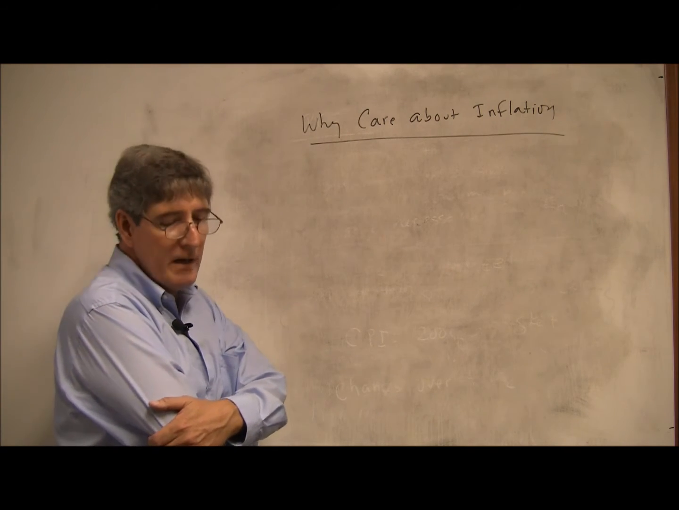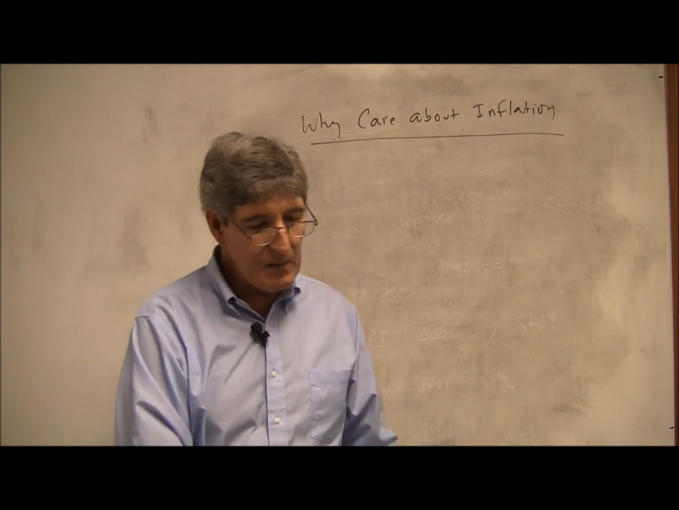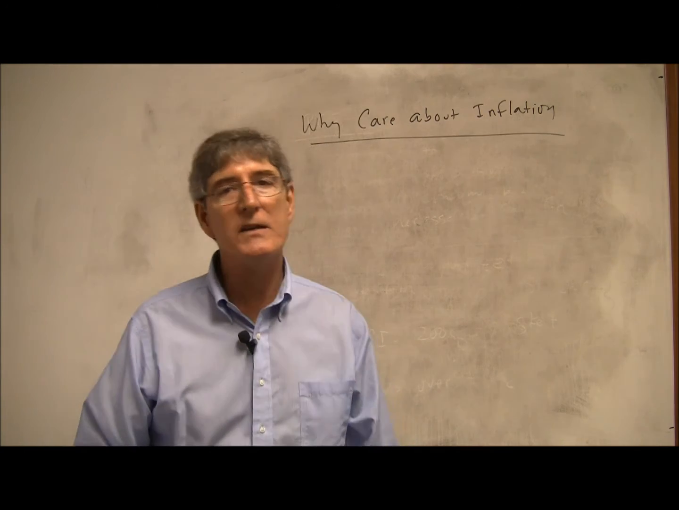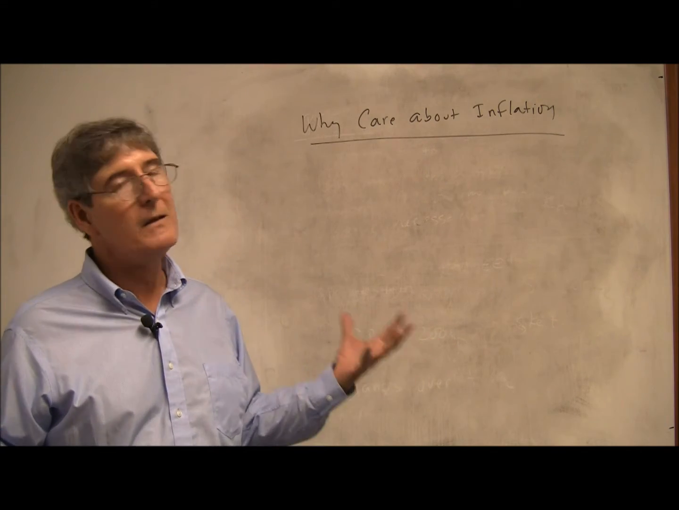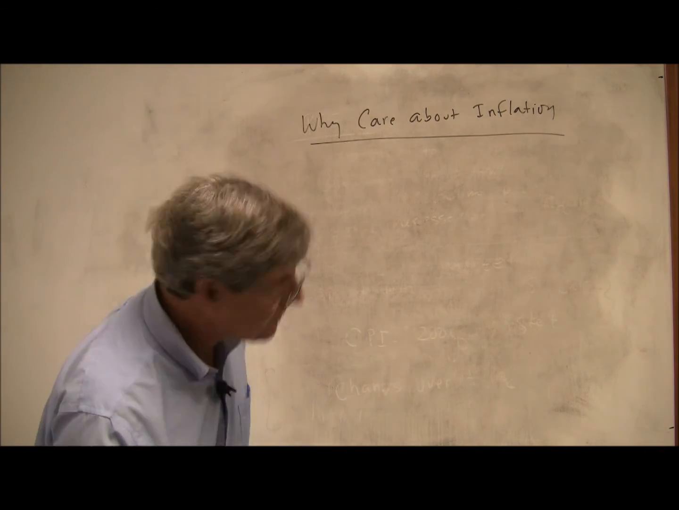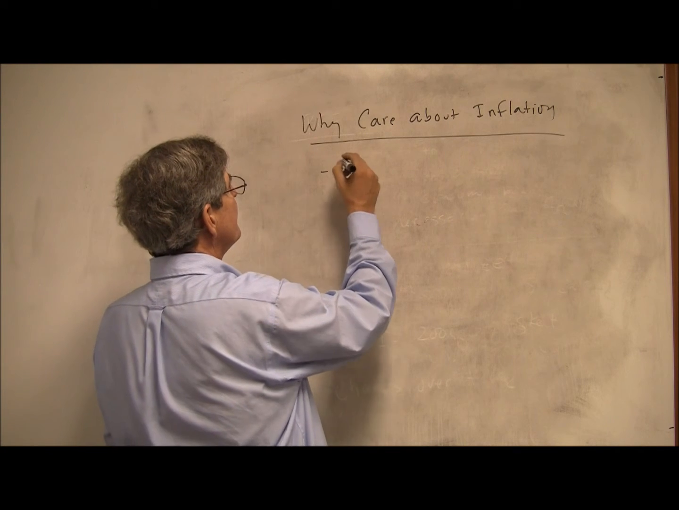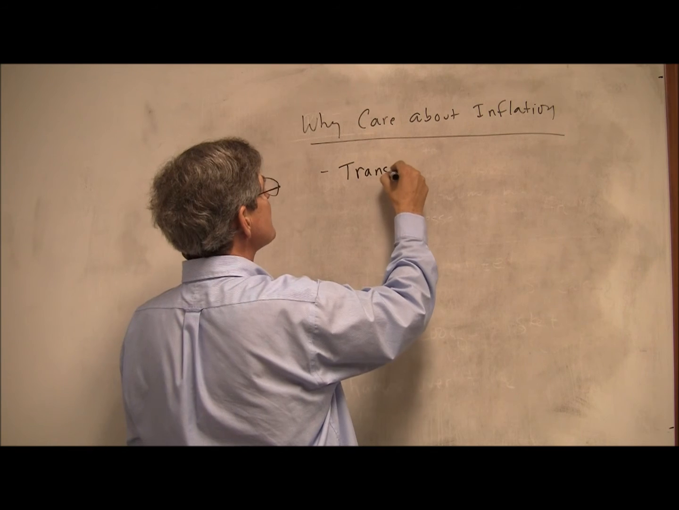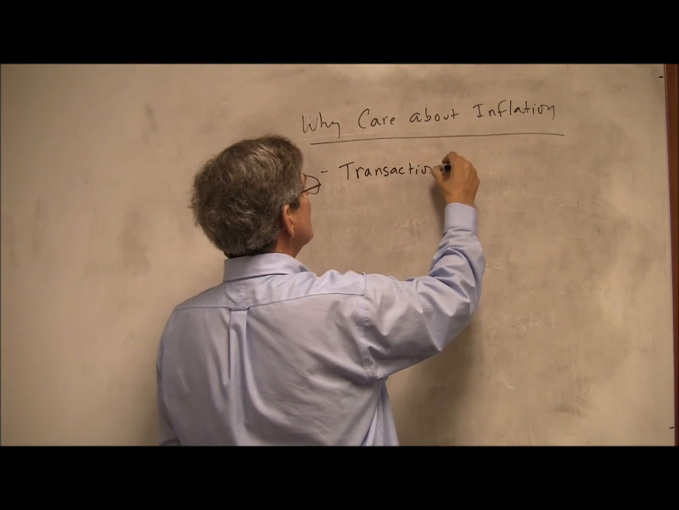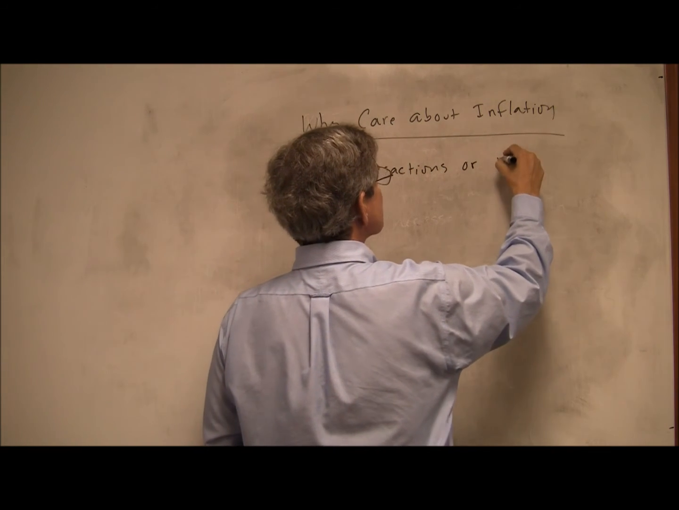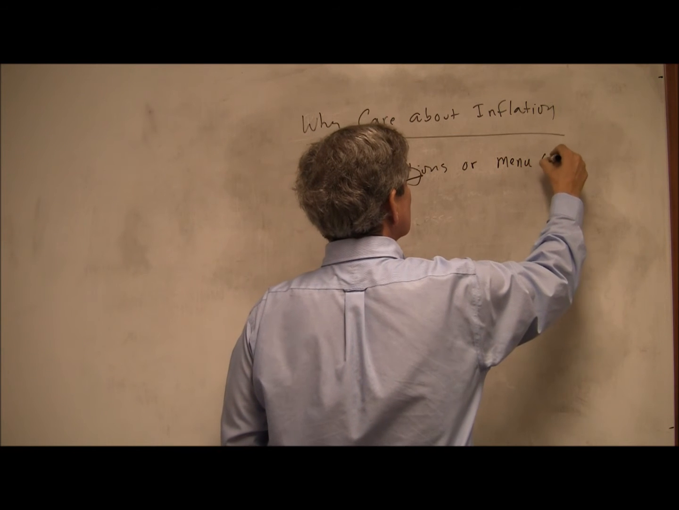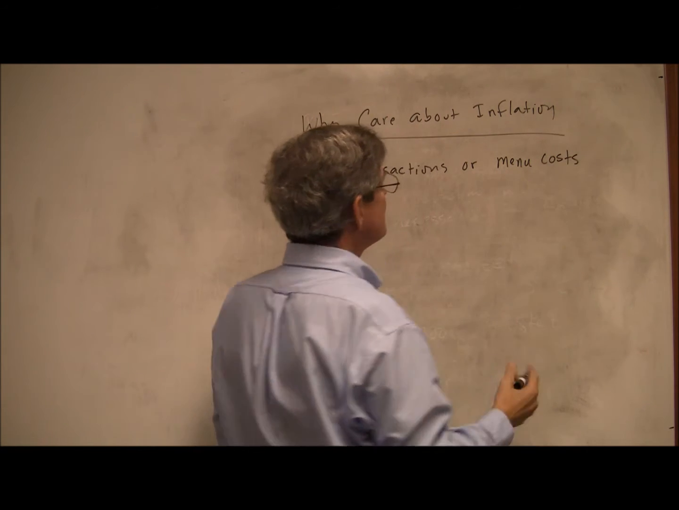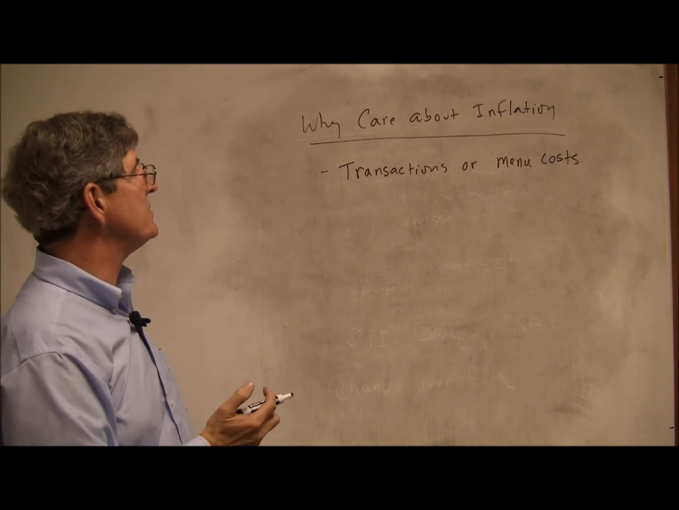I mean, the Fed really seems to react strongly to any threat of inflation. If there's any threat of inflation, they want to raise interest rates, slow the economy, make sure it doesn't happen. What are they so afraid of? Well, the first cost of inflation, the first problem with inflation, is what we call transactions or menu costs. And this is just what it implies. This is the cost of changing prices.